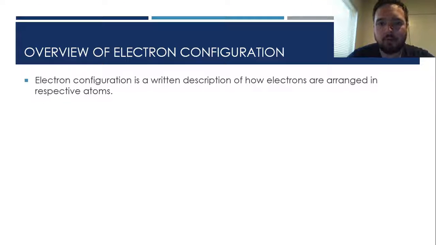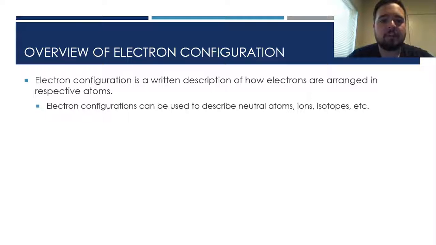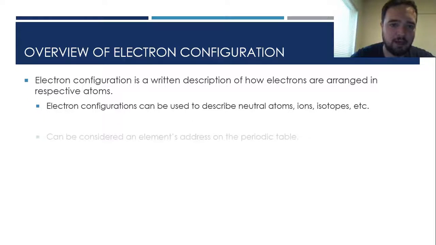So an overview of what electron configuration is in general. It's a written description of how electrons are arranged in respective atoms. The electron configurations can be used to describe neutral atoms, ions, isotopes, and so on. Isotopes are a difference in neutrons, but also, if there is an isotope that is also an ion, you can do that too. So again, electron configuration focuses on the electron movement, but it can be extended to describe isotopes that have already gained or lost neutrons and that also have a different electrical state.